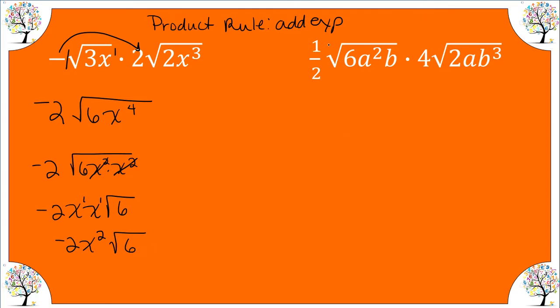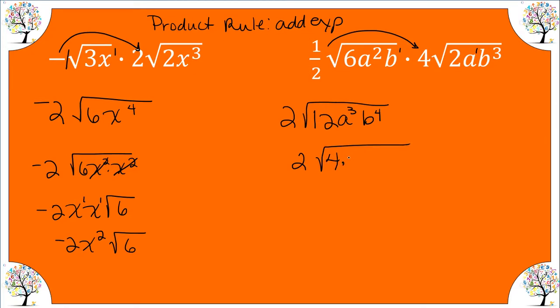Okay, our next example, we have 1/2 times 4. 1/2 of 4 is 2. Our radicands, 6 times 2 is 12. A squared times a to the first is a to the third. B to the first times b to the third is b to the fourth. Let's rewrite this radicand. We have 4 times 3 times a squared times a times b squared times b squared.